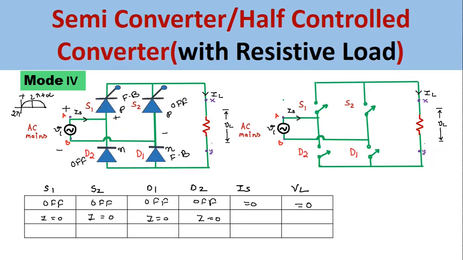So here three devices S1, S2 and D2 are open circuit, therefore D1 will also be disconnected from the circuit. That means in this mode the input supply Vi will be disconnected from the load circuit. So all the devices S1, S2, D1, D2 will act as open circuit in this mode. So what is the current through these devices? The current through these devices will be equal to 0, and the source is disconnected from the load, so the source current will be 0, the load current will be 0, and the load voltage will be equal to 0.